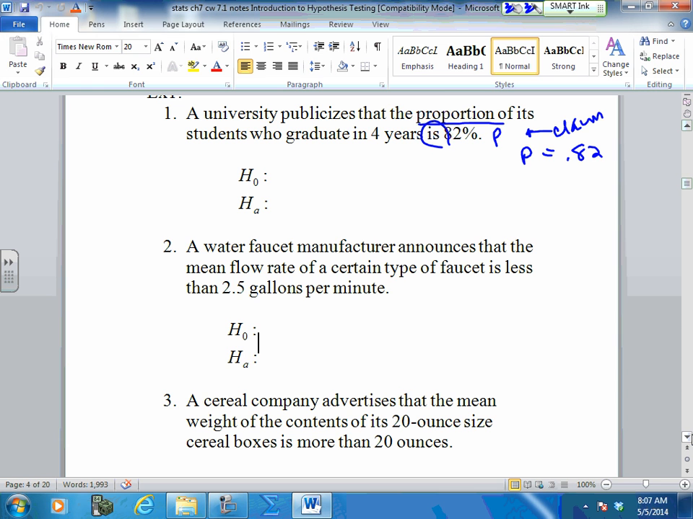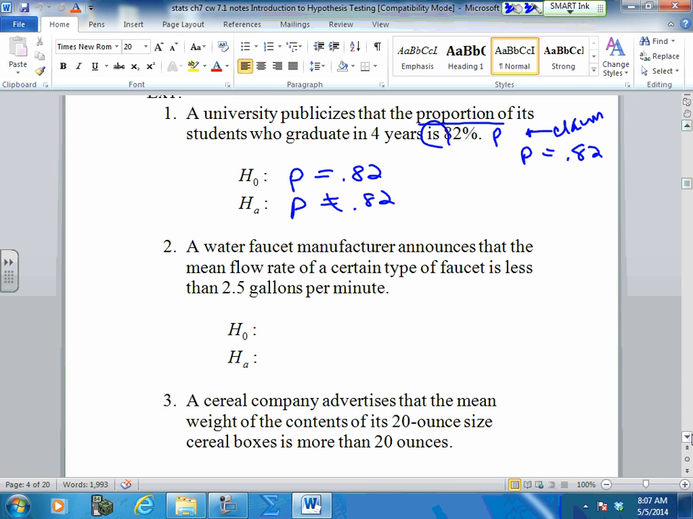Is this the null or the alternative? The null, because it has an equal sign. So therefore, what's its complement? HA: P is not equal to 82%. That's all we have to do. Make a statement about the claim. See if it contains an equal sign, it's a null. If it doesn't contain an equal sign, it's an alternative. Okay? But you do have to watch what it is you're testing.